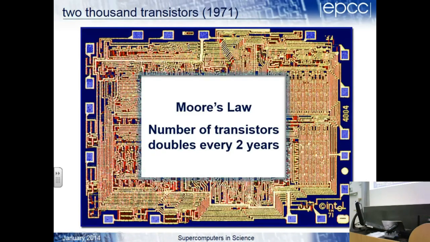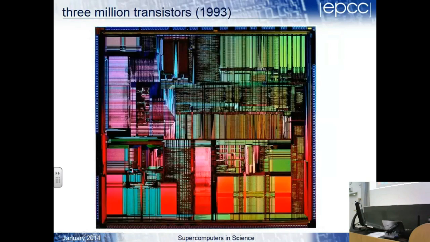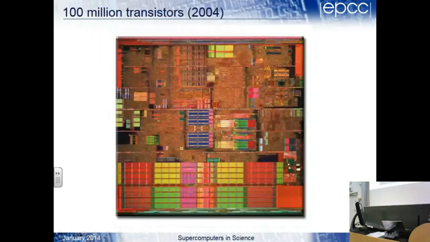And that translates, for relatively non-trivial reasons, into a doubling of the frequency. You can think of it like this: if you've got twice as many transistors, they're closer together, so it's half the time for them to talk to each other. It's not quite that simple, but with a doubling of transistor density, if I can put twice as many transistors on a piece of silicon, I can double the clock frequency. And that happened for decades. So if we look at 1993, we're up to 3 million transistors, okay? We look at 2004, we're up to 100 million transistors. You can't see the individual transistors here.